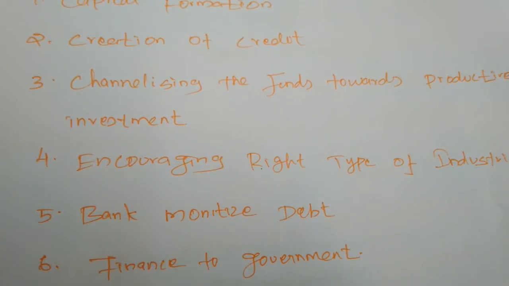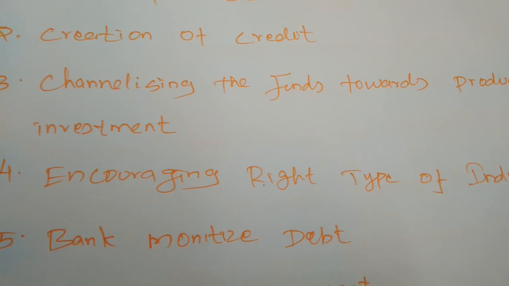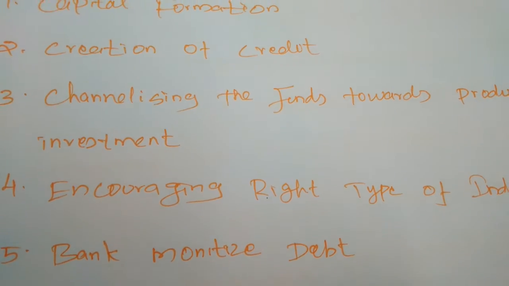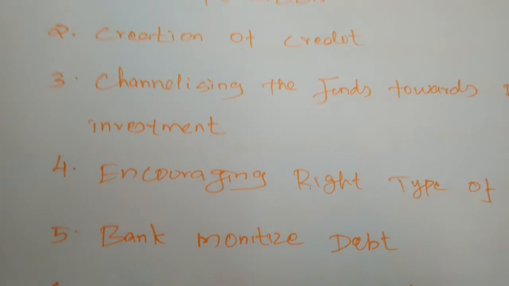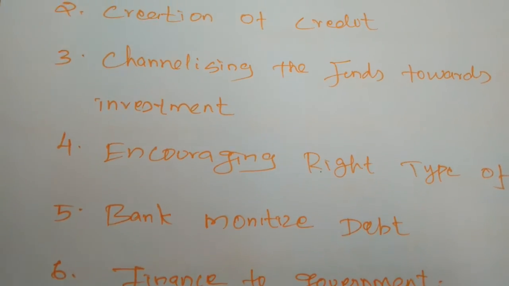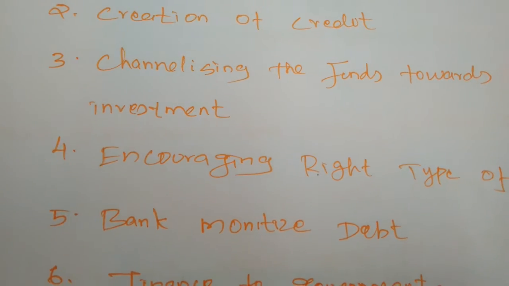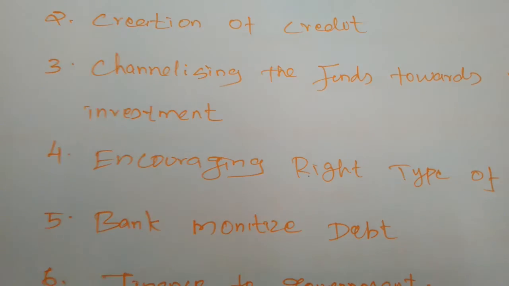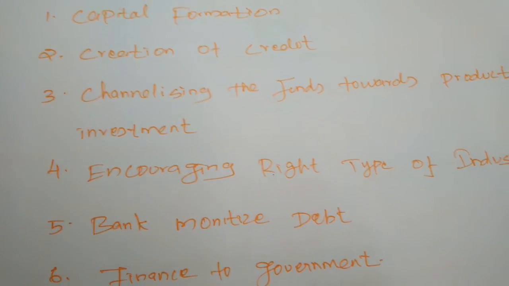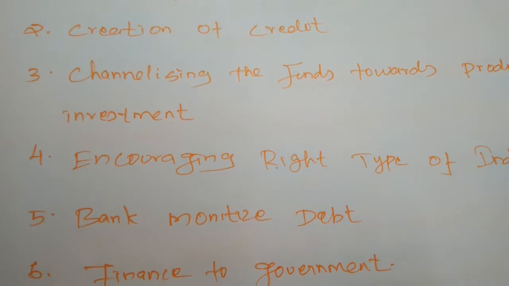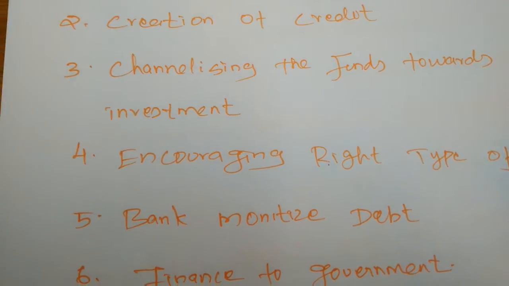Next is channelizing the funds towards productive investment. The banks invest the savings mobilized by them for productive purposes. Wherever the required amount is needed to increase the productive capacity, the banks will give more funds. The pooled savings should be allocated to various sectors of the economy with a view to increase productivity. So nowadays, whatever productivity increase is needed for economic development, it will be possible.